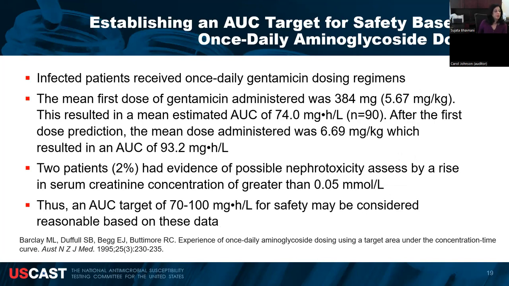Other data comes from a New Zealand study that's about 30 years old, but they also studied once daily dosing, and in a range of AUCs of 70 to 100, you can see that out of 100 patients studied, there were very few that had nephrotoxicity. So this range appeared to be safe in this context.